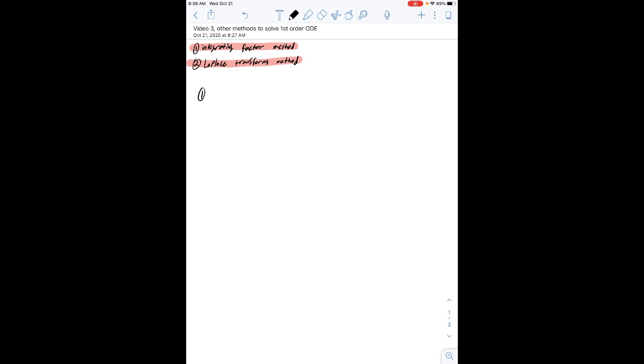So with this method, we have y prime plus some, let's just call it f of t, times y, is going to be equal to some other function p of t. Okay, so if we have a function in this form, we can actually use an integrating factor, which is equal to e to the integral of f of t dt.